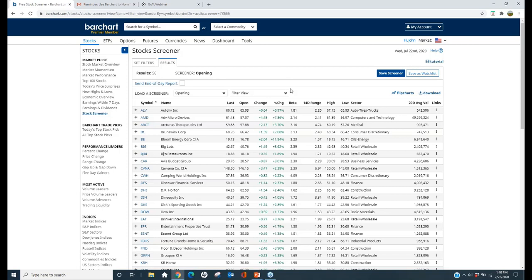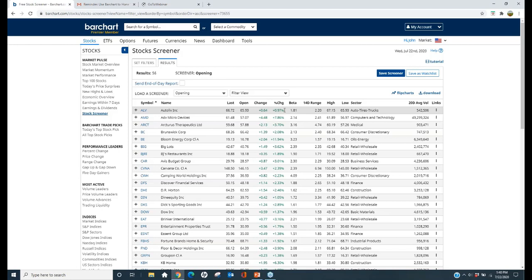Again, here's our last price, 66.72. The market opened up at 65.93. So price is above the opening price. How much has this gone up? Well, it's gone up about 0.5%, 6.64% today, and overall it's up about one.